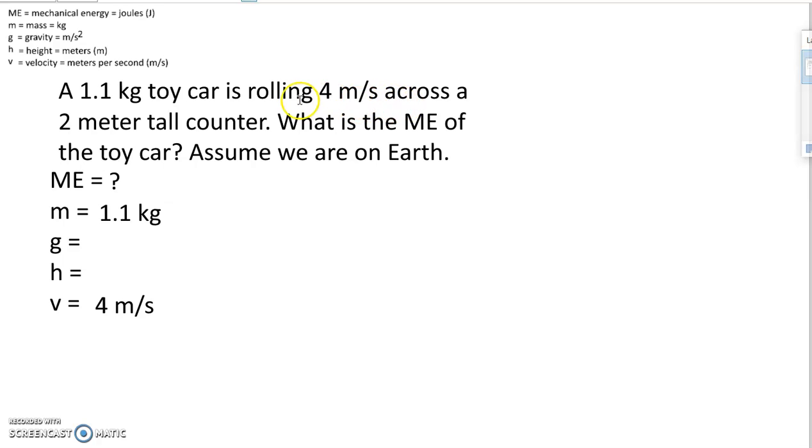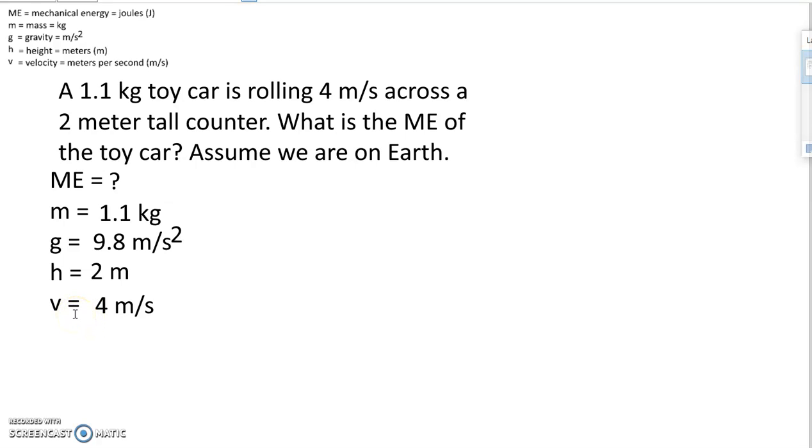Picking back up, this toy car is rolling across a 2 meter tall counter. Tallness is a measure of height. It's just another word for height. So I can also match that up by looking at my unit here, meters, that's h. So my height is going to be 2 meters. We've already got our question, so I'm going to skip that, and read this last sentence: assume we are on Earth. That's very important because it's telling us our gravity is going to be 9.8. Anytime you are on Earth, you're going to use 9.8 for gravity, and that's 9.8 meters per second squared.